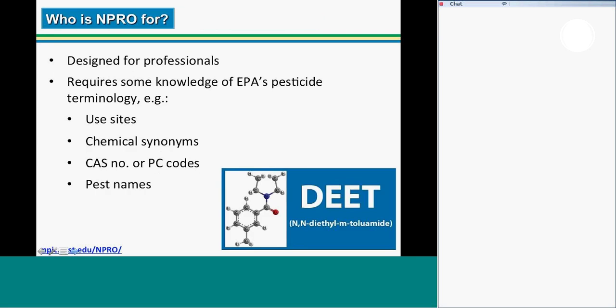NPRO was designed for professionals, and that's partially because it does require some knowledge of EPA's pesticide terminology. So sometimes the pest names or use sites may be something the general public isn't very familiar with. If a professional is working with pesticides on a regular basis, then it's going to be a lot easier for them to use this tool.